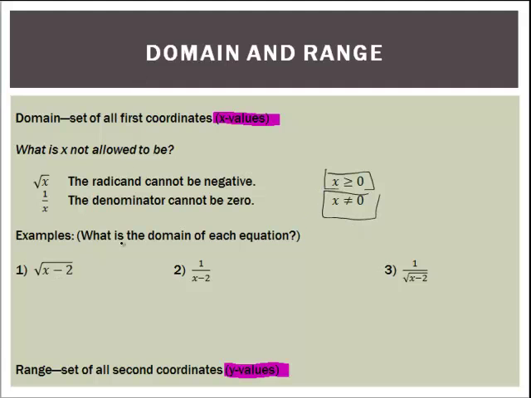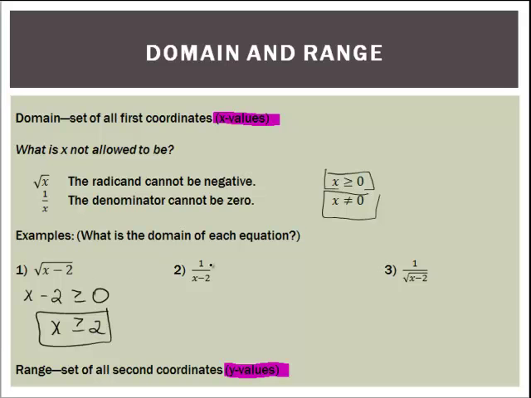So what about these examples? What is the domain? Well, remember, whatever's under a radical, under a square root, cannot be negative. So x minus 2 must be greater than or equal to 0. Add 2 to both sides, so x must be greater than or equal to 2. This would be your domain, because you can't let what's underneath the radical be negative. That would make this x greater than or equal to 2.